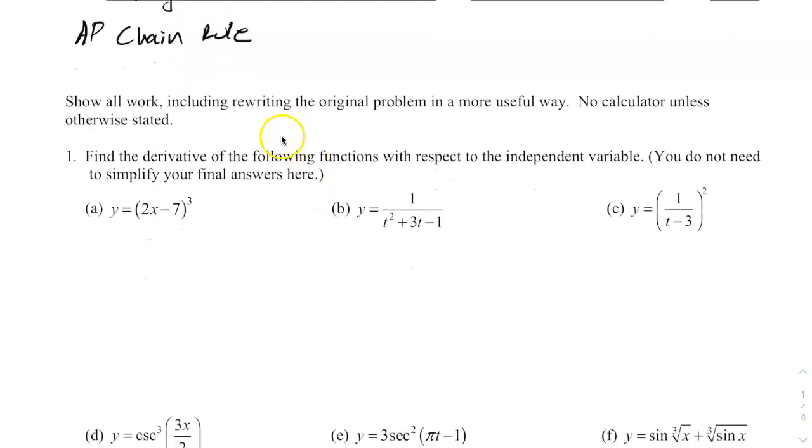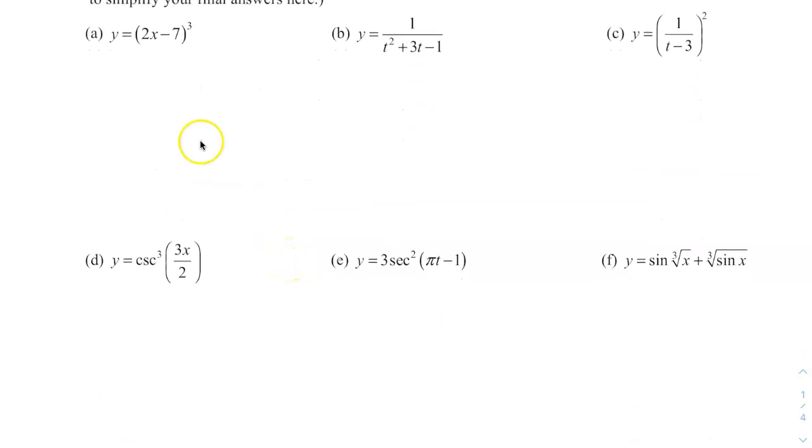...be chain rule. So with AP, we're going to treat it like an AP test. Anytime it's free response, we'll leave the answers the way they are. Anytime it's multiple choice, we're going to have to simplify to try to match the answer. So we just want to take a derivative of these guys.